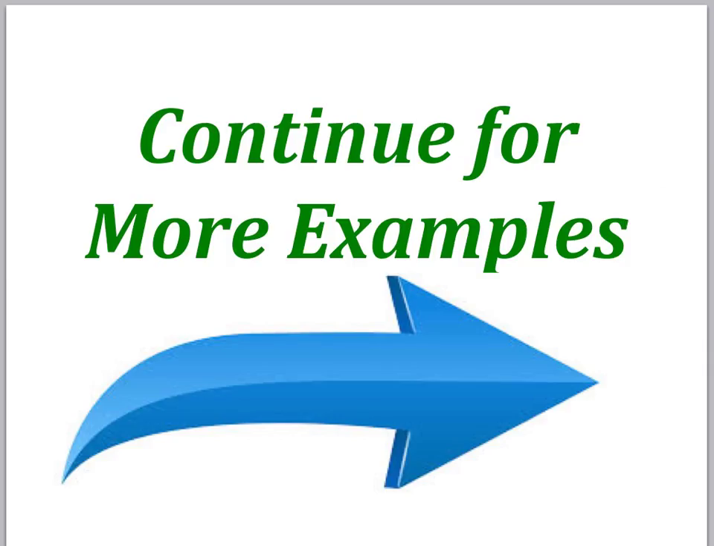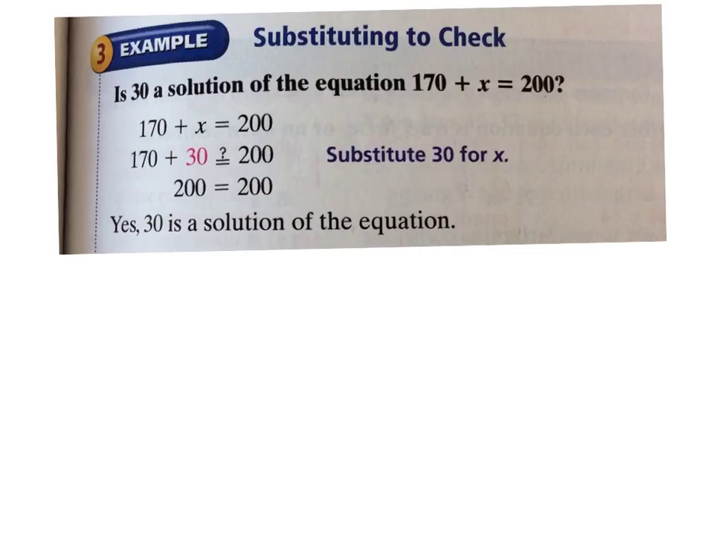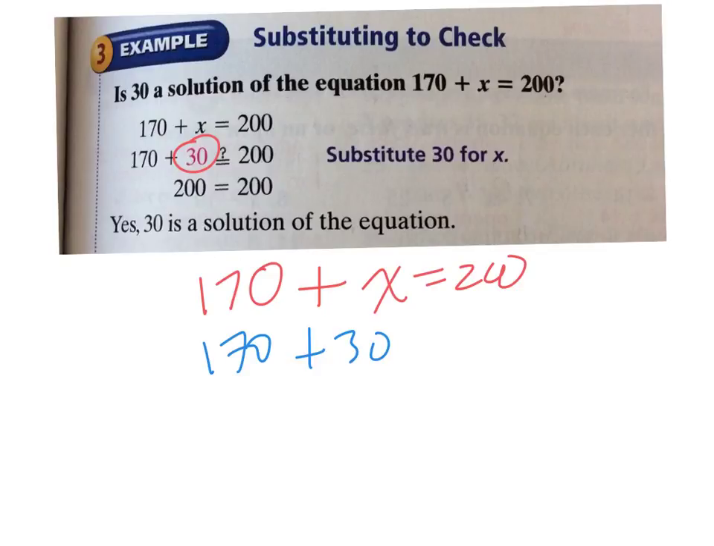Continue for another example from me. Here's where it starts getting kind of algebraic, right? Is 30 a solution of this equation? So we can check. We literally just substitute the answer. So we have this open equation, right? 170 plus x equals 200. And we're going to try 30 in there. So 170 plus 30 equals 200. Well, that's true. 200 does indeed equal 200. So 30 is a solution. So yes, 30 is a solution.